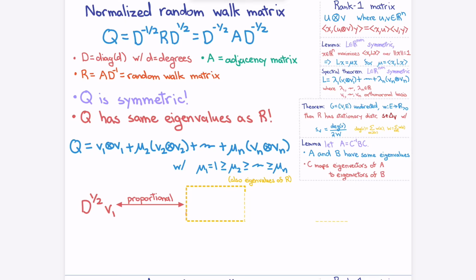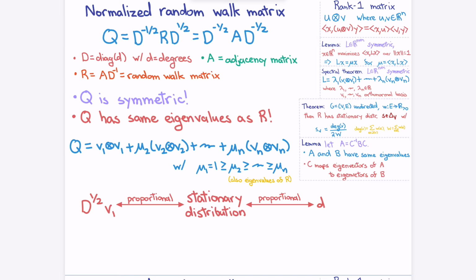Okay. So we know then if you unmap D, V1 is related to the eigenvector of R by this D to the 1/2. We know that this should be proportional to the stationary distribution. And then what do we know about the stationary distribution? What do you know about the stationary distribution of an undirected graph? What was the formula for that? It's proportional to the degrees.